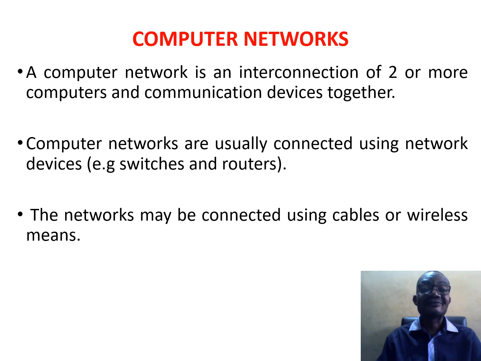What is a computer network? A computer network consists of two or more computers that are connected together. The purpose of connecting two or more computers together is to be able to share resources.